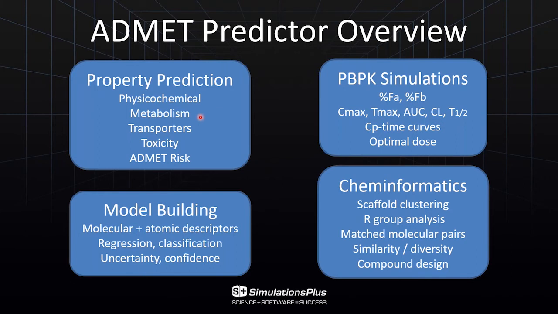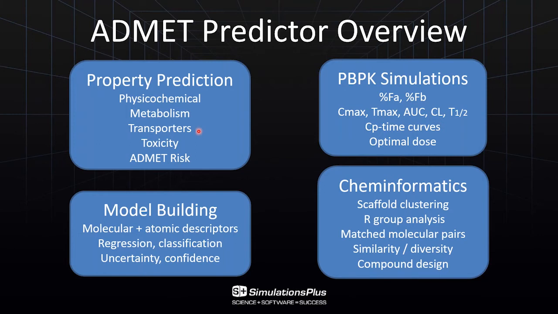Metabolism focuses primarily on cytochrome P450s and UGTs. There are enzyme-specific substrate versus non-substrate and inhibitor versus non-inhibitor models, kinetic models for the 5 major CYPs, and models of overall intrinsic clearance in liver microsomes and hepatocytes. There is also a feature to predict actual metabolite structures.